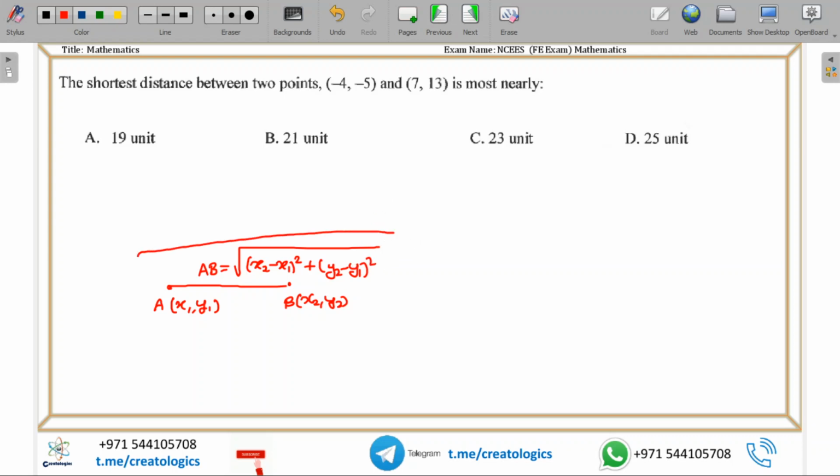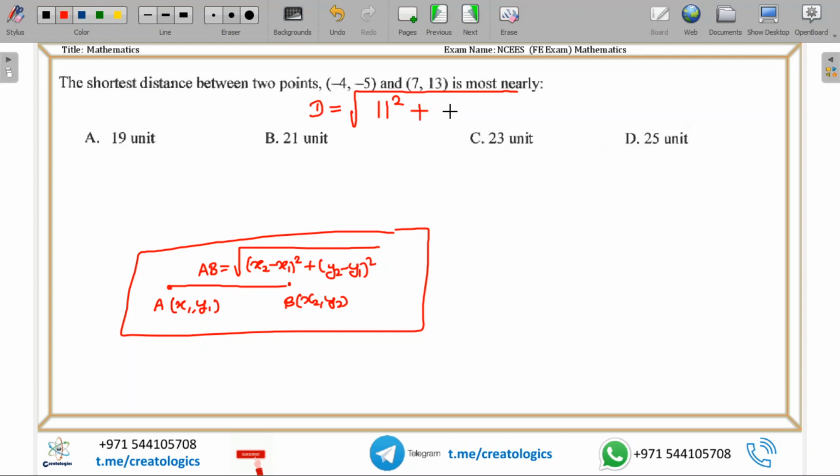So how much time do you think this question will take to solve? A few seconds, not a complete minute, right? So accuracy is more important. You need to solve this distance formula. So the required distance, let's say D, is equal to the square root of, subtract the x parts: 7 plus 4, which is 11, squared, plus 13 plus 5, which is 18, squared.